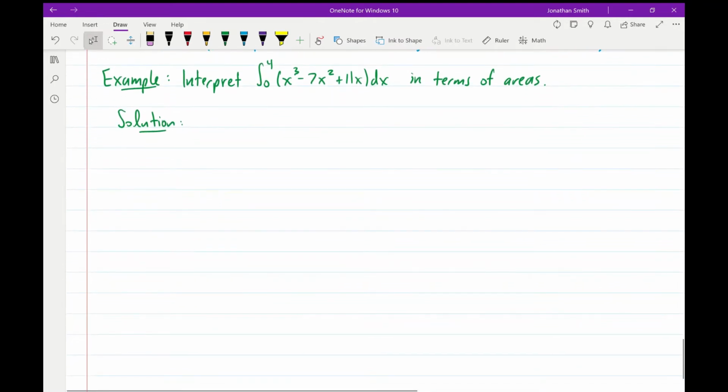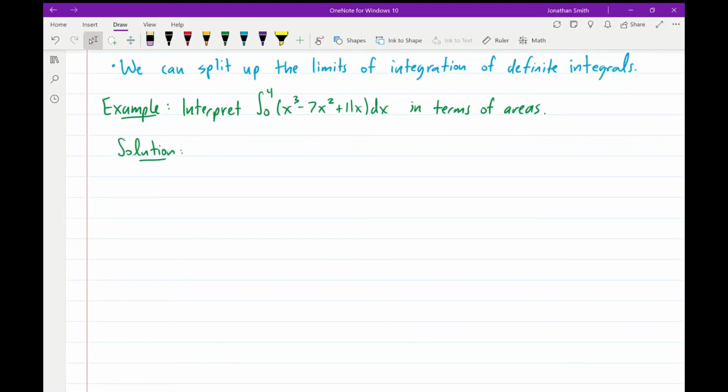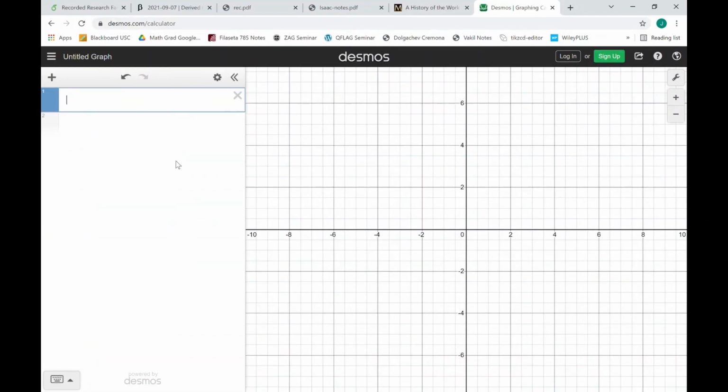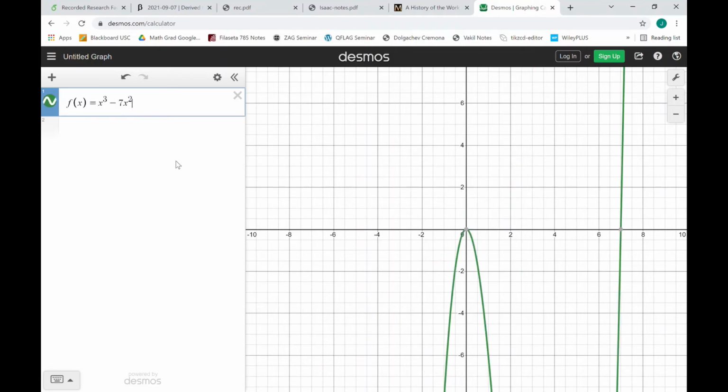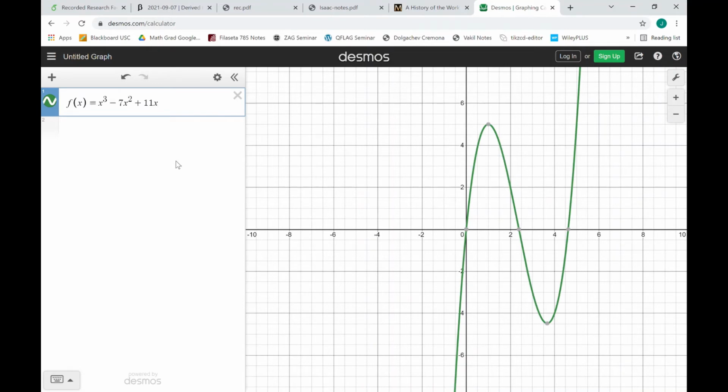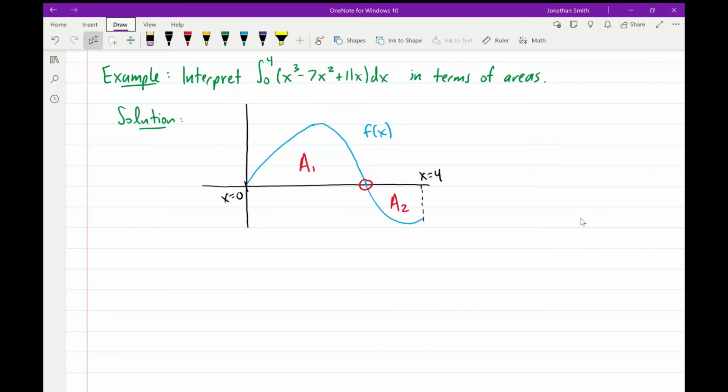In this next example, we want to interpret the definite integral from 0 to 4 of the function x cubed minus 7x squared plus 11x dx in terms of areas. I'm going to start by drawing a graph of the function that we have here. So we have f of x equals x cubed minus 7x squared plus 11x. And so our graph looks something like this. And I'll take this graph and send it back over to OneNote. So I now have a sketch of the graph of the function f of x.